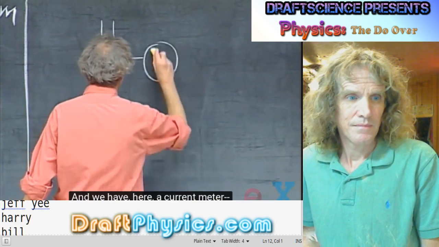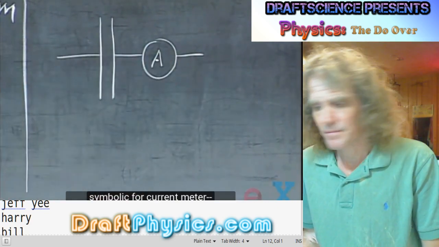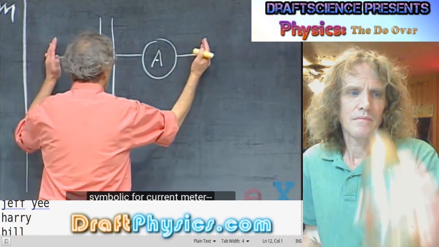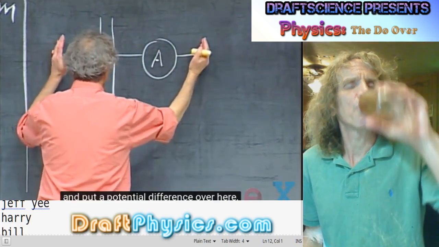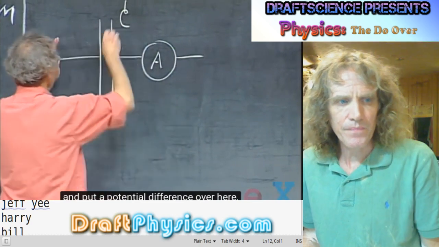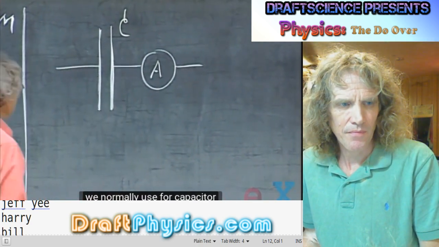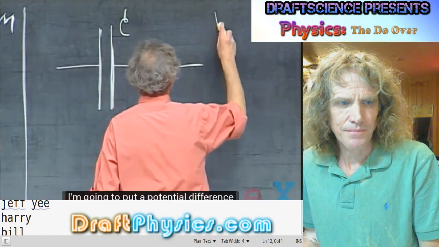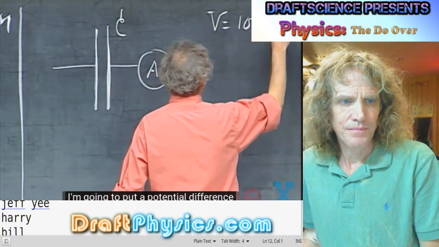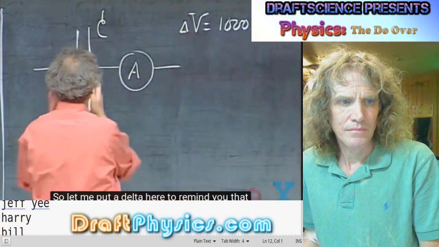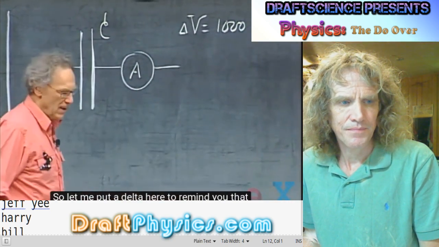And we have here a current meter. I put an A in there for amperes, symbolic. I'm going to have a power supply and put a potential difference over here. This is the capacitance C we normally use for a capacitor, the symbol of two parallel lines. I'm going to put a potential difference V over the capacitor of 1,000 volts. So let me put a delta here to remind you that it's the difference between the two plates.